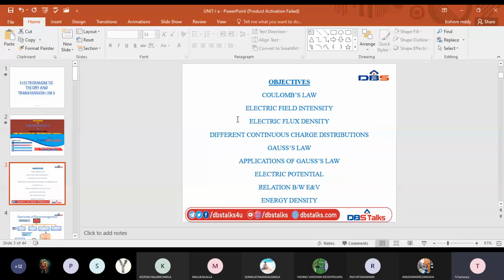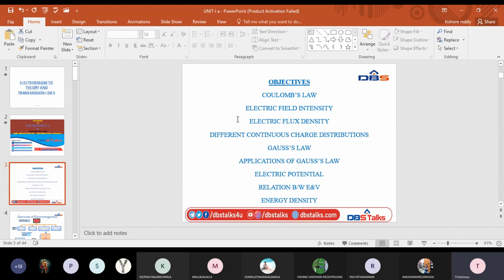First we need to learn about Coulomb's law, followed by the electric field intensity, followed by the electric flux density. Next we will see the different continuous charge distributions, Gauss law, applications of Gauss law, electric potential, relation between E and V, energy density. So overall in your first unit we have these concepts. This we will see one by one here.